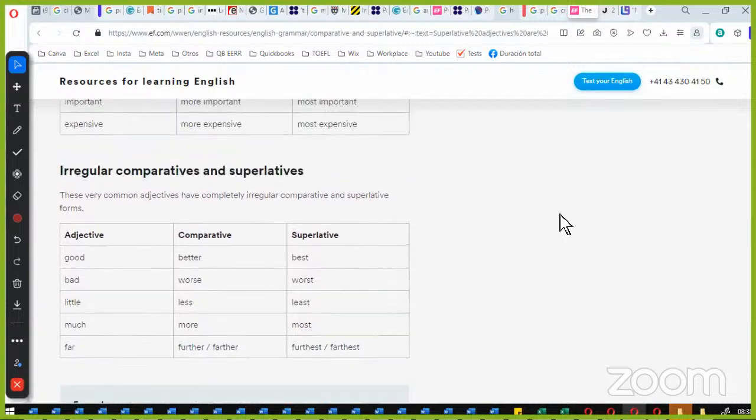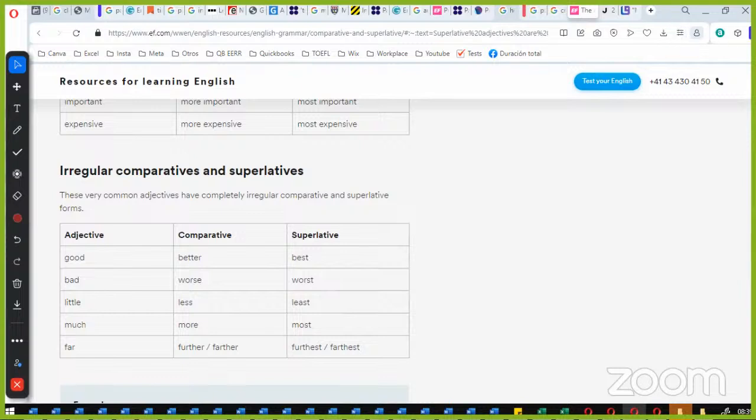Irregular comparatives and superlatives. These very common adjectives have completely irregular comparative and superlative forms. Good, better, best. Bad, worse, worst. Little, less, least. Much, more, most. Far, farther, farthest. Great.